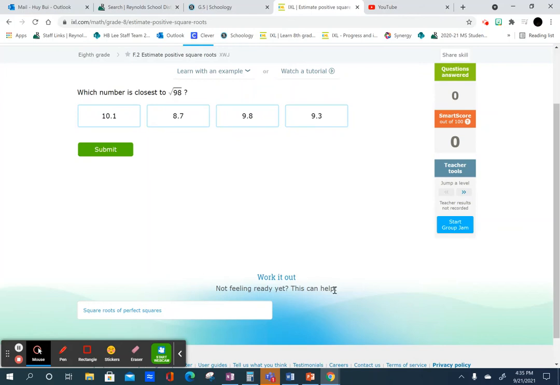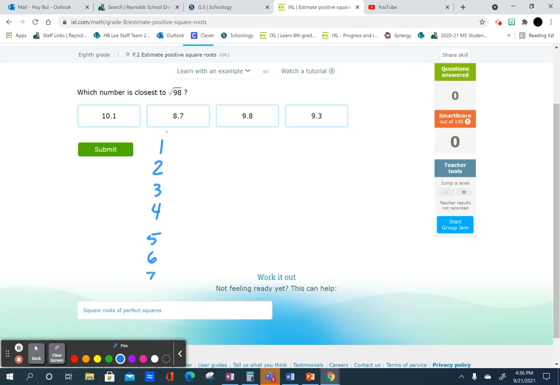All right, this is F2, estimating positive square roots. So before we begin, I'm going to list out what a square and a square root is. So let's start with numbers 1, 2, 3, 4, 5, 6, 7.